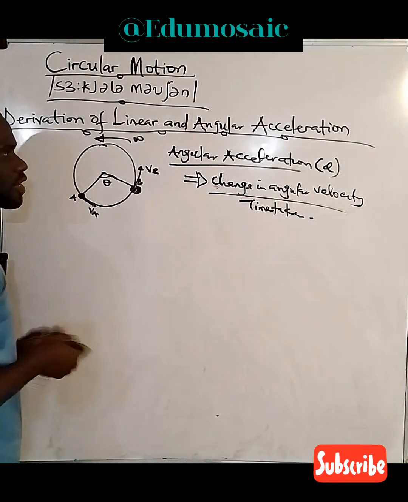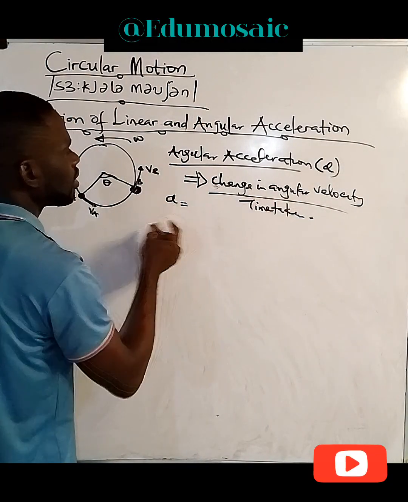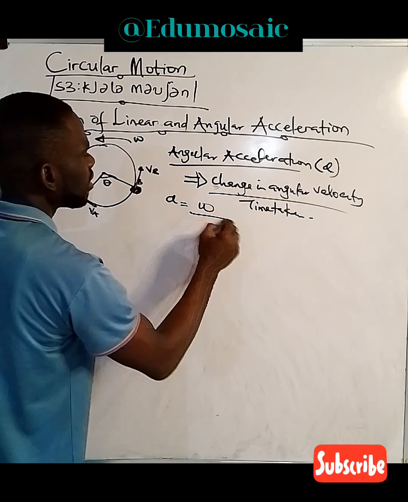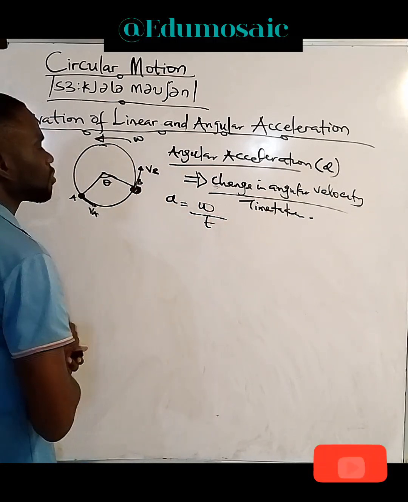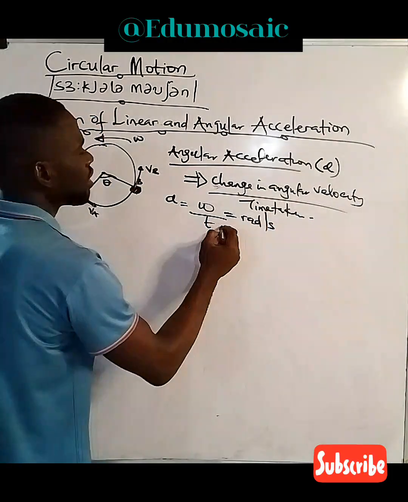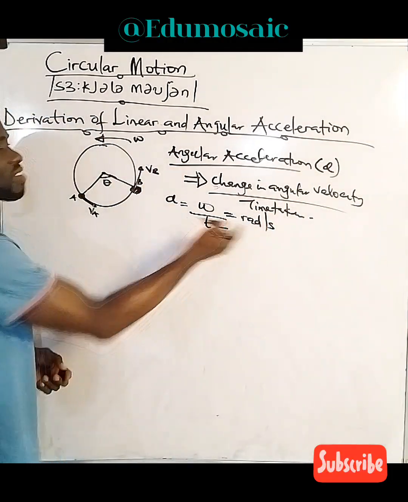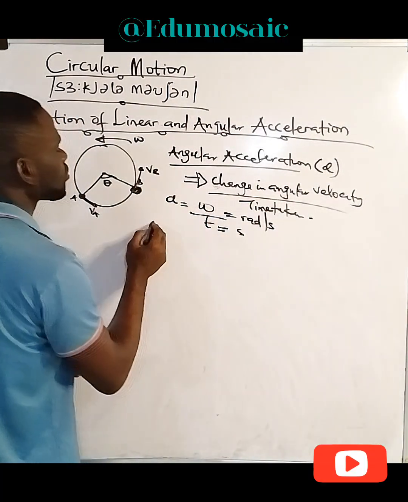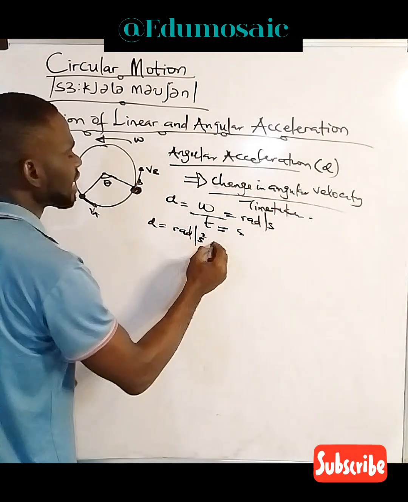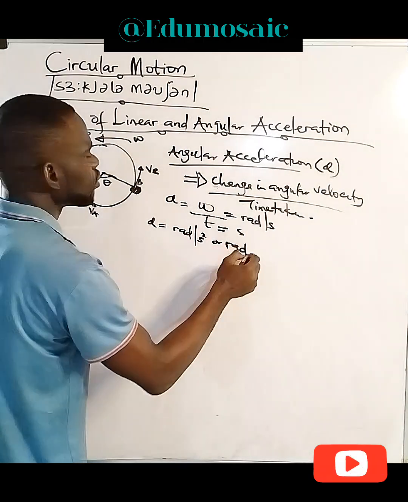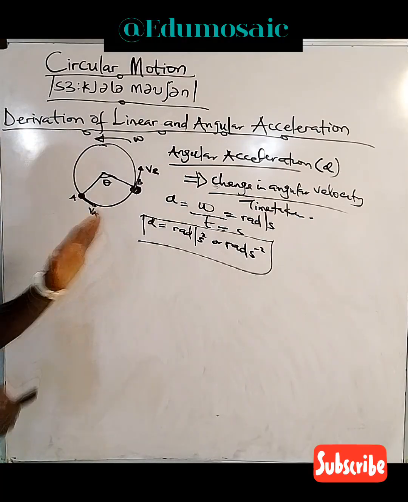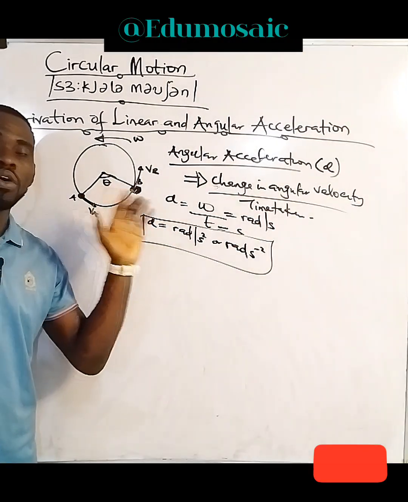So when we talk about angular acceleration, don't forget we're using alpha. What's the change in angular velocity? Angular velocity is simply this omega, over time taken. Angular velocity is in radians per second, as we derived in our previous lesson, while time is in seconds. So it means angular acceleration is in radians per second squared, whether you write it like this or like that. That's the unit for angular acceleration. Now this is the first formula for angular acceleration.